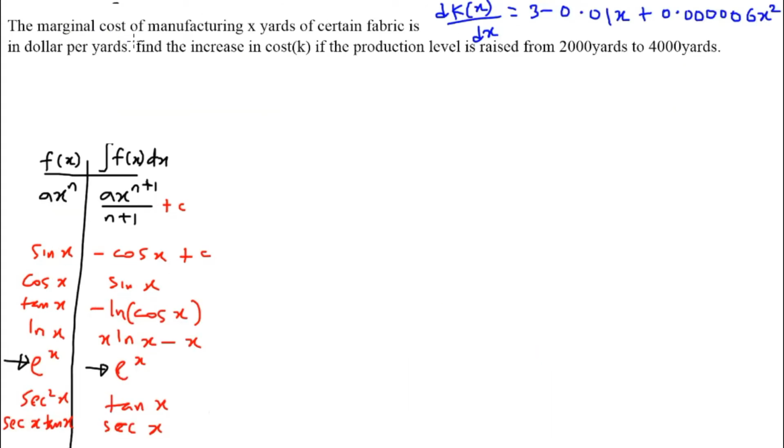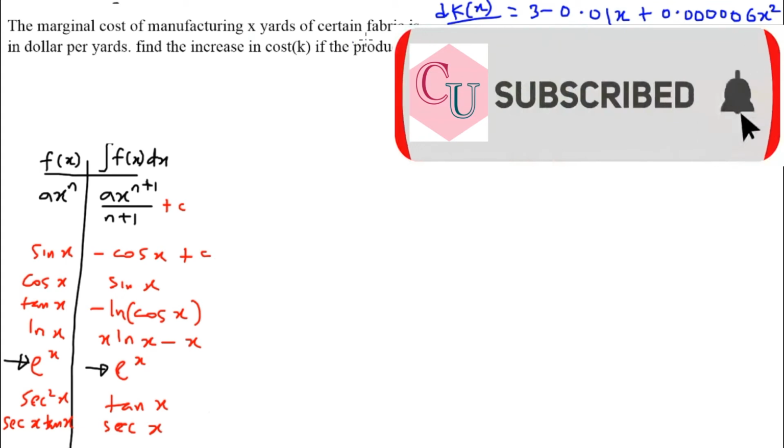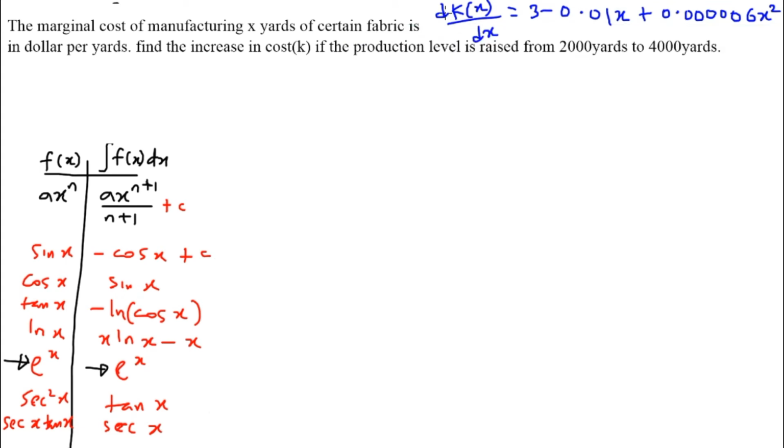Let's solve another problem. The marginal cost of manufacturing x yards of certain fabric is dk dx equal to 3 minus 0.01x plus 0.000006x squared in dollars per yard.